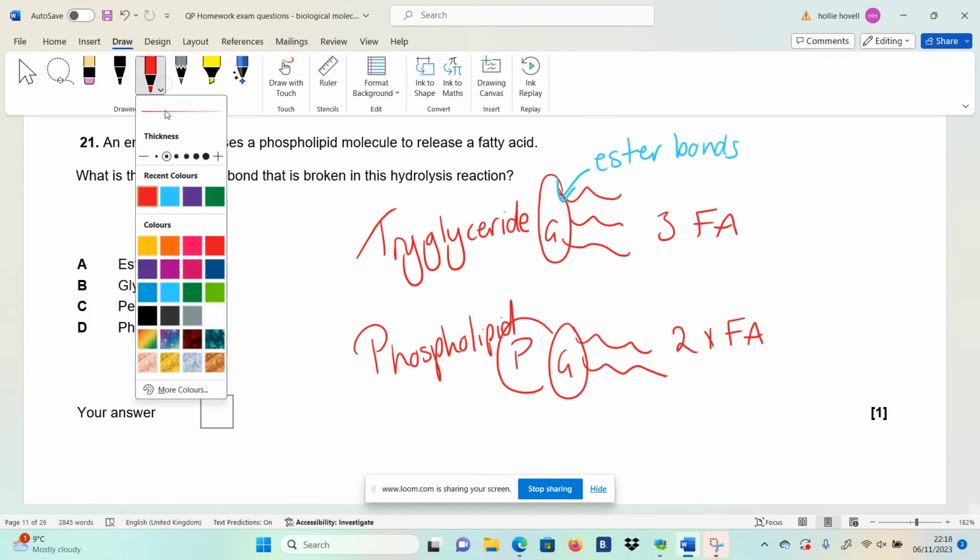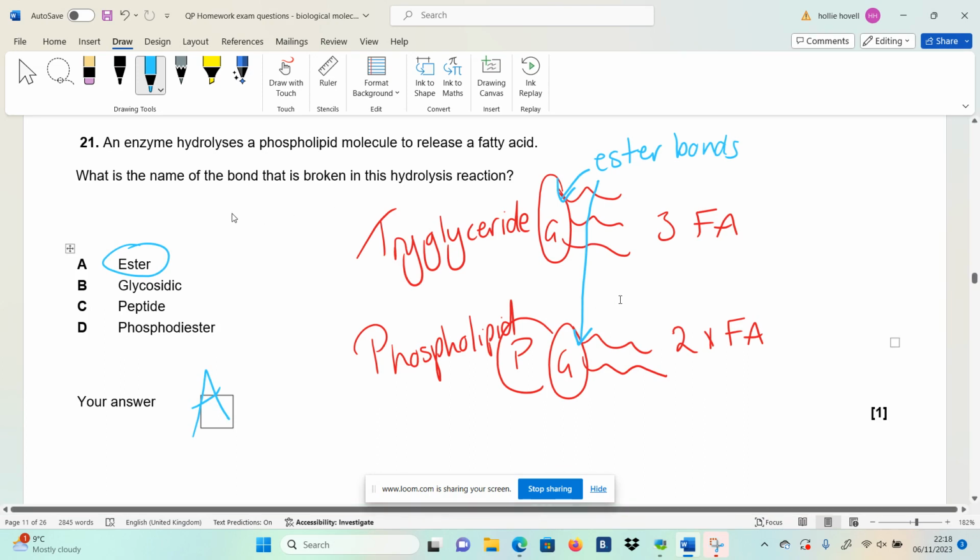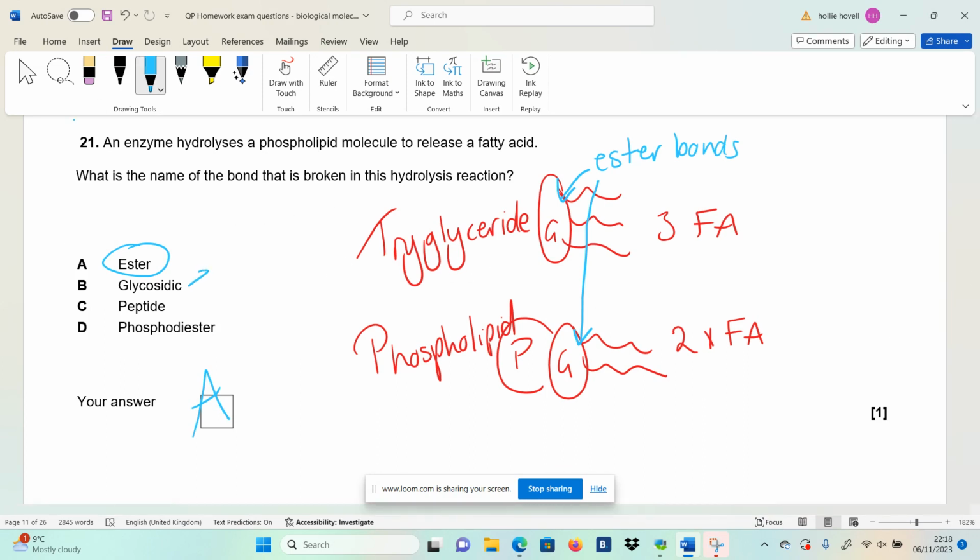Now, it's just the same bond. Any kind of lipid, these fatty acids are always going to be attached on with ester bonds. So the correct answer there is A, the ester bond. So lipids are always going to be ester bonds. While we're here, let's just do a recap. Glycosidic would be in your carbohydrates joining your sugars together. Peptides are going to be in your proteins. And phosphodiester is going to be in the DNA.